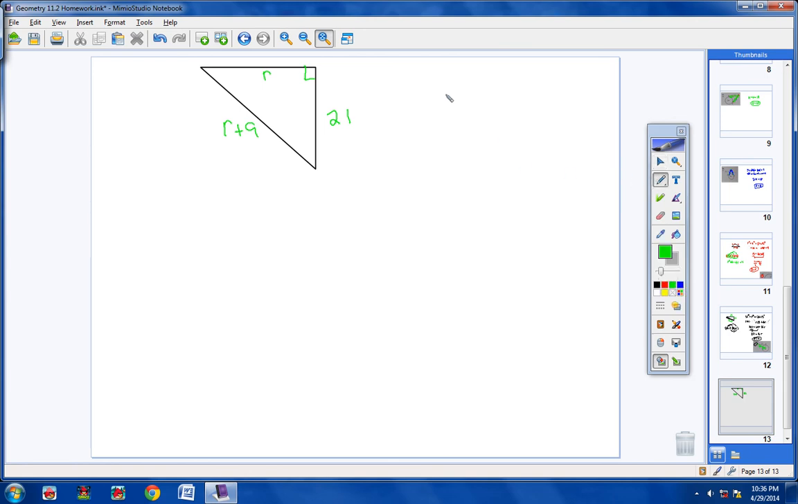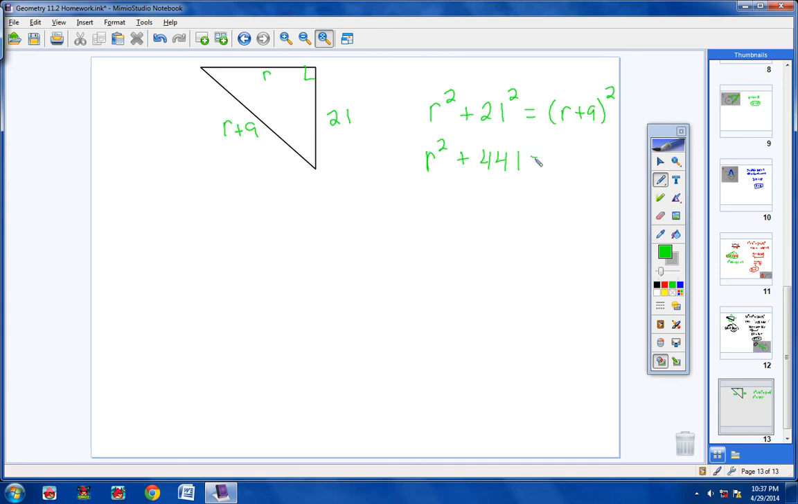Okay, here we go. One of my legs would be r, my other leg would be 21, and then of course I have r plus 9 quantity squared. Well, if you square 21, you're going to get 441.